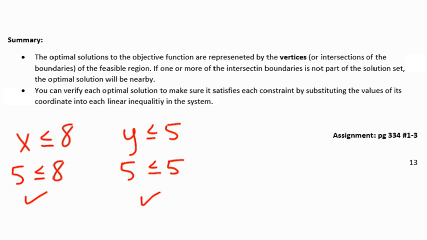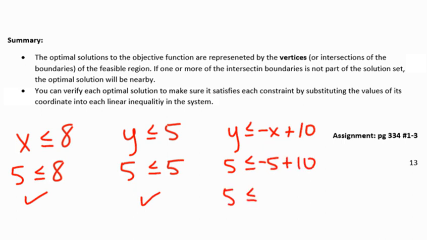And our other one, which was y is less than or equal to negative x plus 10. When I plug in a 5, 5 is less than or equal to negative 5 plus 10. 5 is negative 5 plus 10, which is 5, so that also satisfies. So you also know that each vertex will satisfy your constraints that we stated at the start of this question.